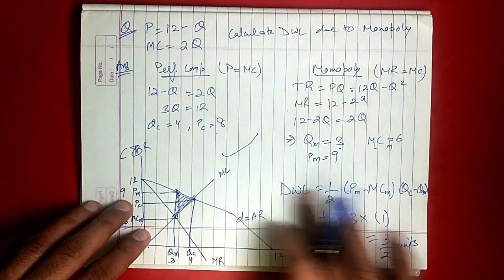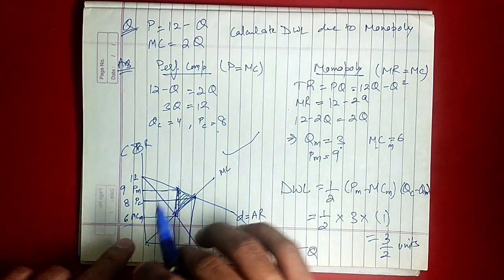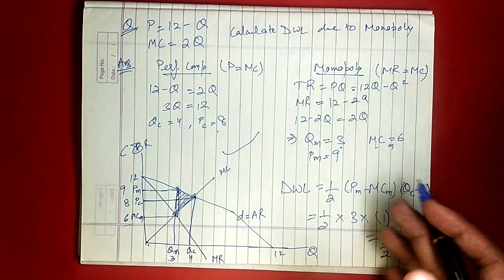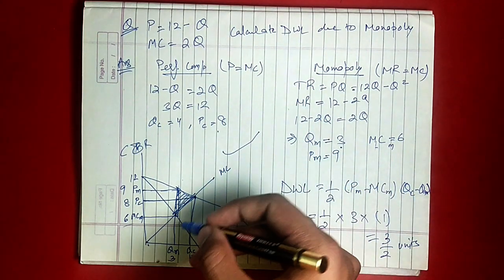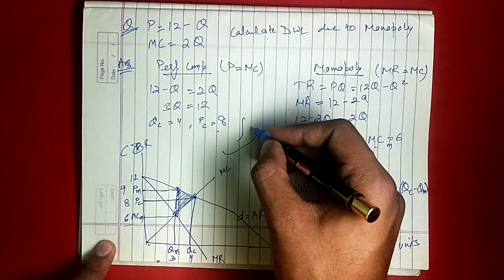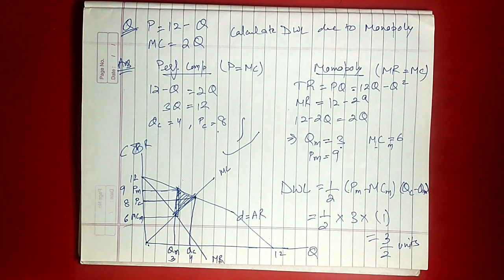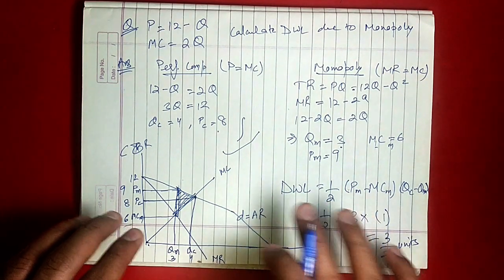Most of the questions will be similar to this, but I just told you that there can be a curve in the MC, and at that point you have to just calculate by using integration. That's it, nothing more in the formula of this topic.